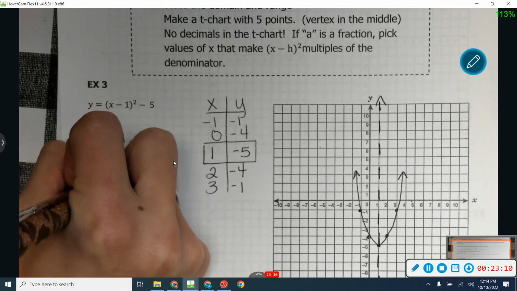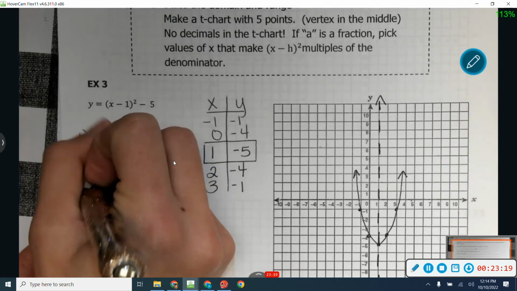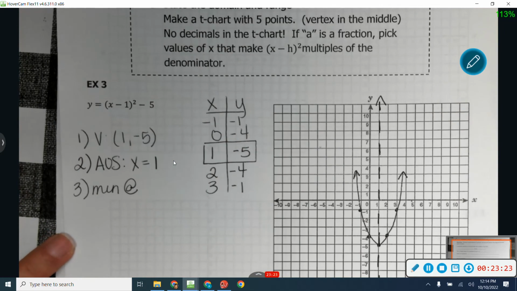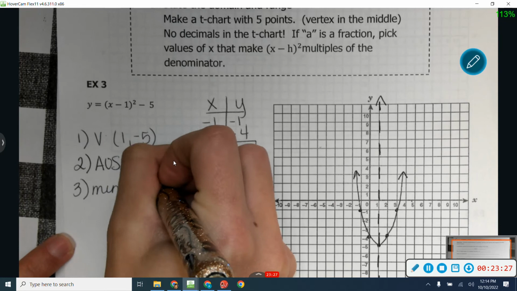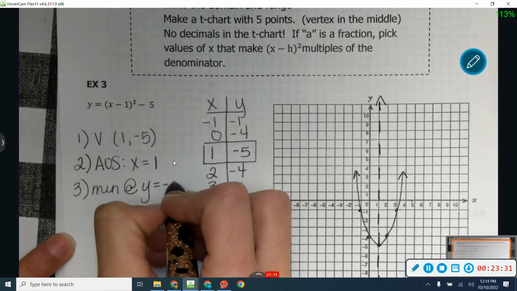Okay, then we're going to identify if we have a maximum or minimum. Is my vertex a maximum highest point or minimum lowest point? Minimum lowest point. It's a minimum, and I abbreviate that MIN. You don't have to write the full thing. A minimum at y equals what? What's that lowest point? Negative 5.